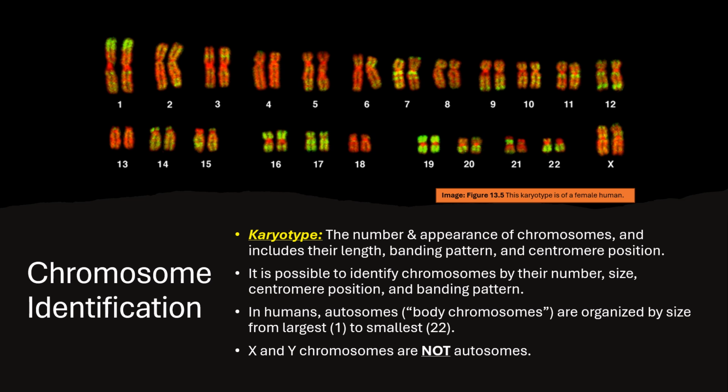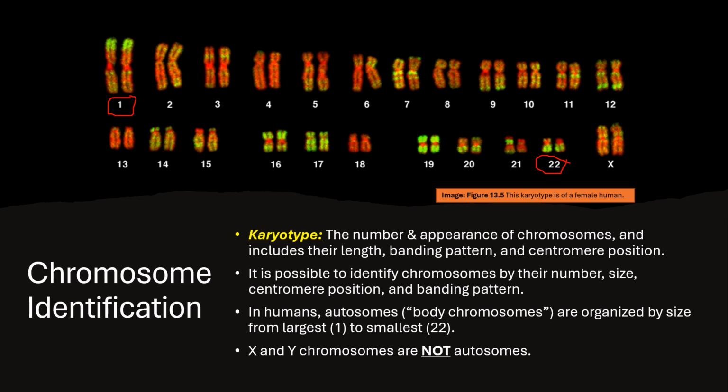In a human karyotype, autosomes, or what we consider body chromosomes, anything that's not a sex chromosome, are generally organized in approximate order of size from the largest chromosome being 1 to the smallest being 22. The X and Y chromosomes are not autosomes. However, often chromosome 21 is actually shorter than 22.